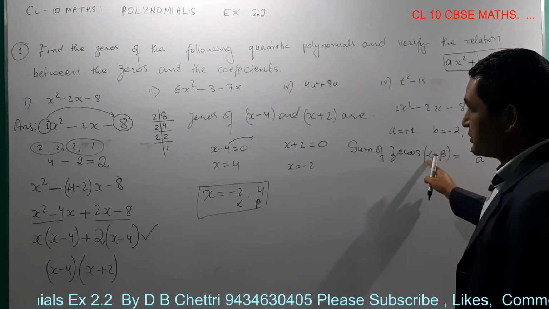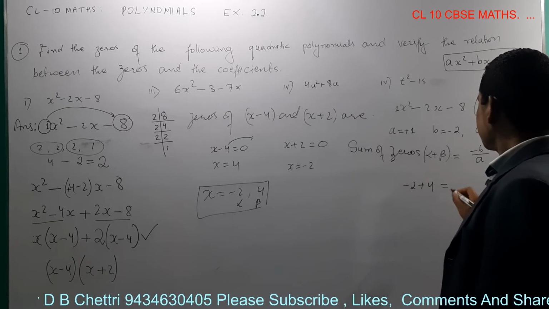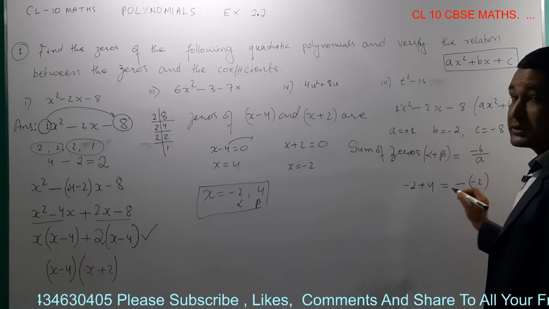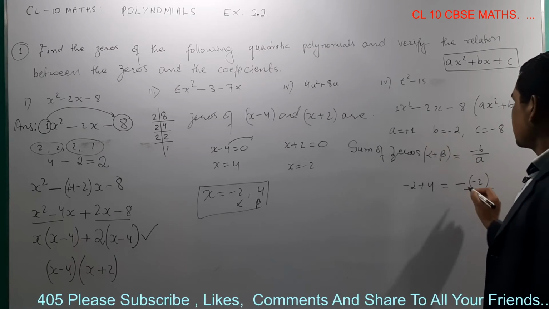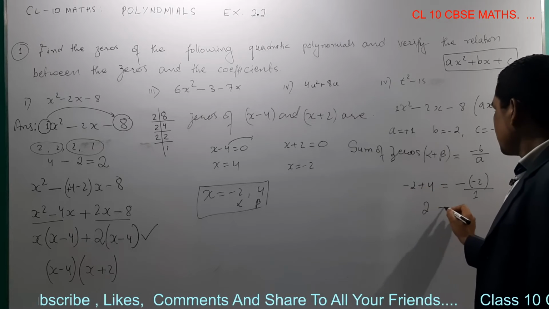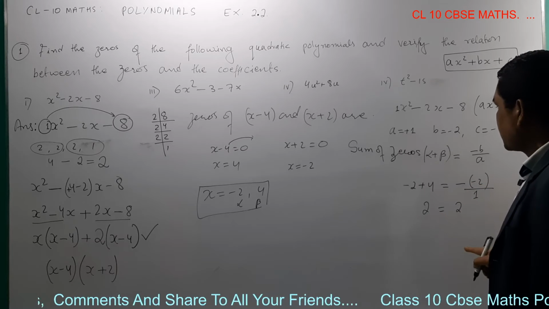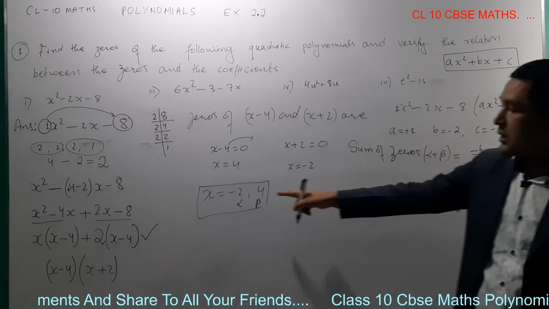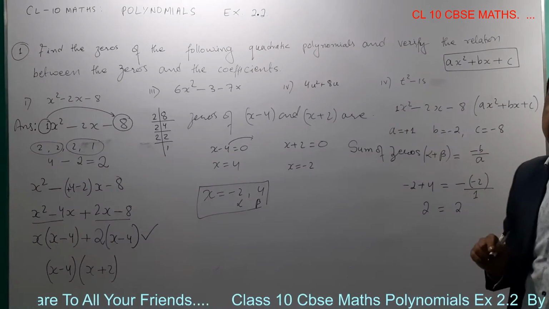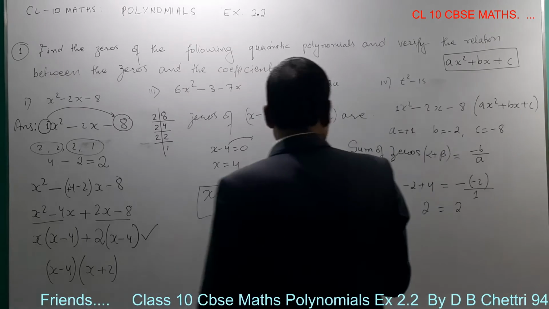Now let's substitute the values: alpha is minus 2, beta is 4, equals minus b, which is minus of minus 2, put inside brackets, sign is very important, and a is 1. Then minus 2 plus 4 is 2. Then minus of minus 2 divided by 1 is 2. By adding the zeros or by the direct formula, we are getting the same answer. Then next one is the product of zeros.